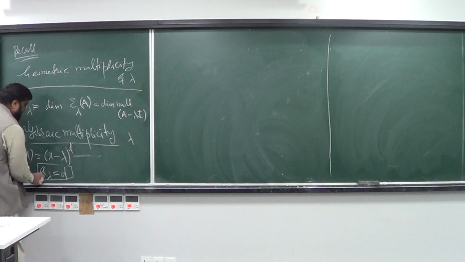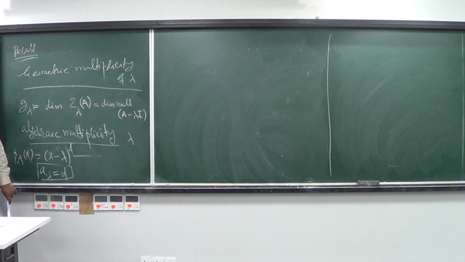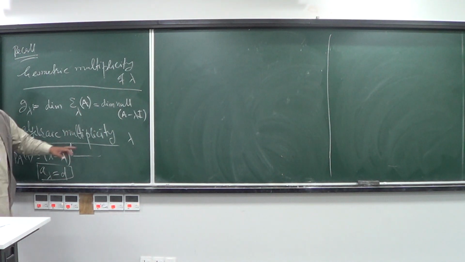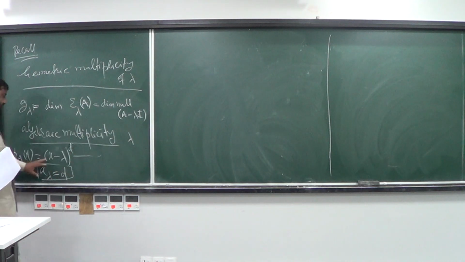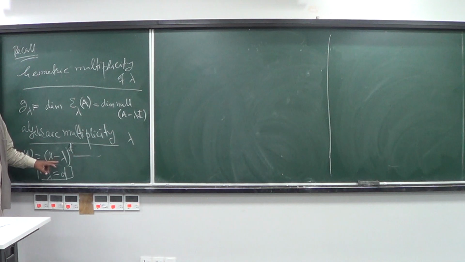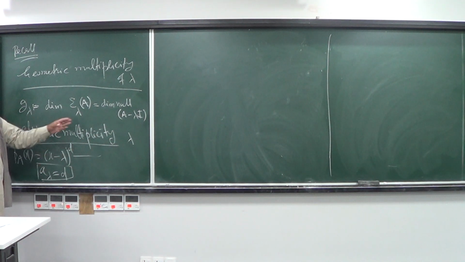The symbol that I'm going to use for algebraic multiplicity is a lambda. So what is algebraic multiplicity? How many times the factor consisting of lambda appears in the characteristic polynomial. So if it appears d times, I'm going to say that lambda has algebraic multiplicity d.